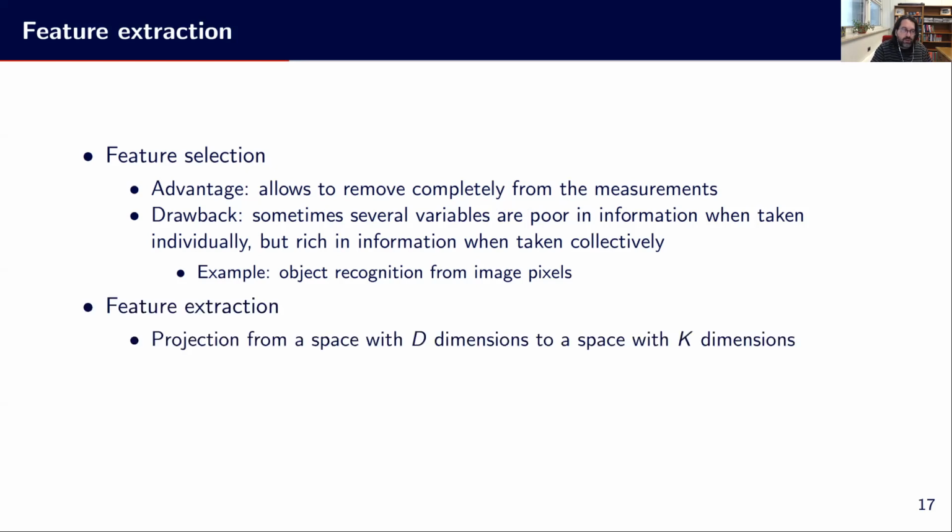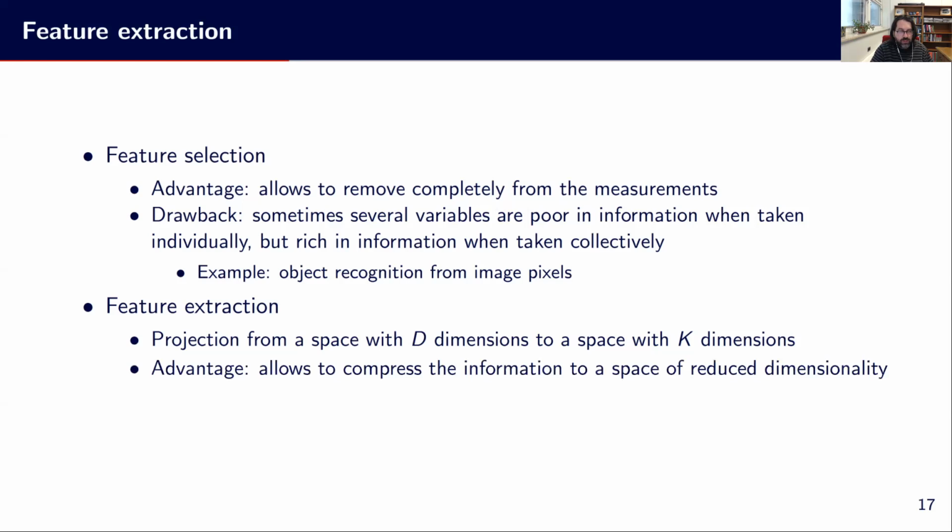So when we are looking at feature extraction, the idea is to make a projection. We want to map the space in D dimensions into a new space in K dimensions. The advantage is that we will make some kind of information compression. We compress it to a space of reduced dimensionality, but still try to preserve as much information as we have in the original D dimension space.